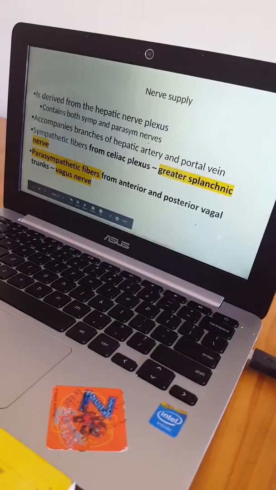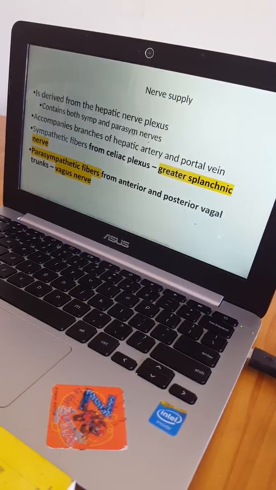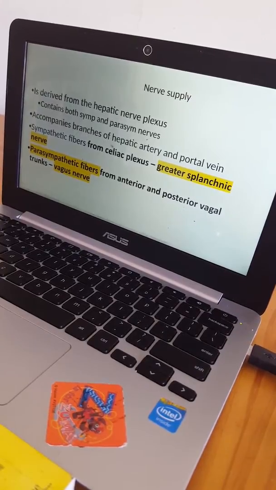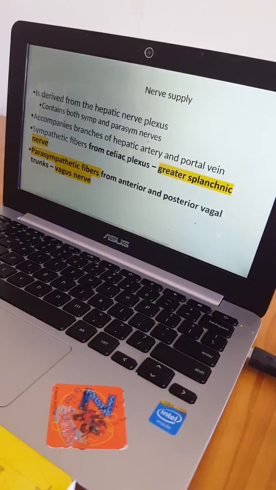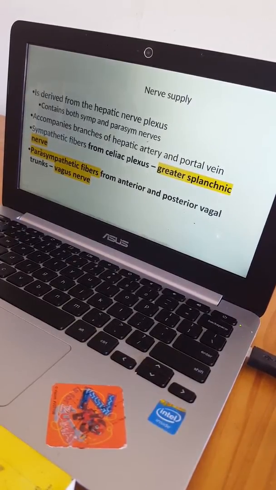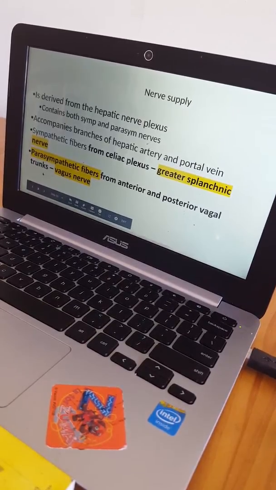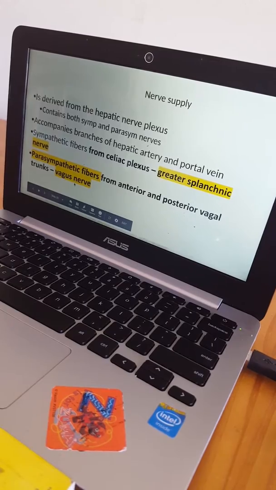So nerve supply is from the hepatic nerve plexus. It contains both sympathetic and parasympathetic nerves. These accompany branches of the hepatic artery and portal vein. Sympathetic fibers come from the celiac plexus, which is formed from the greater splanchnic nerve, which we did in the pancreas, and the parasympathetic nerves from the anterior and posterior vagal trunks formed from the vagus nerve.